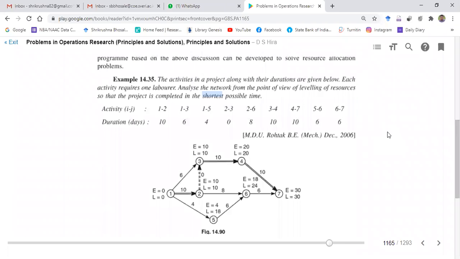So in this particular problem, the activities are given, and for each activity, there is a duration to complete that activity in proper time. Based on that, we have drawn this network. Then we found the critical path and the total days of the particular project.